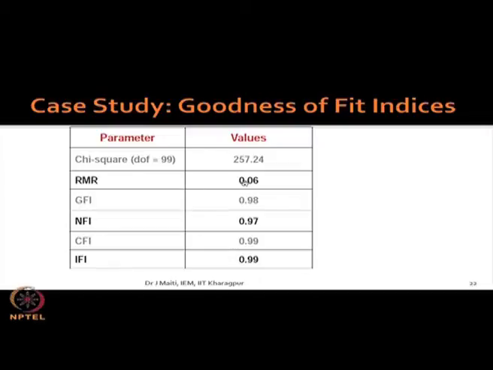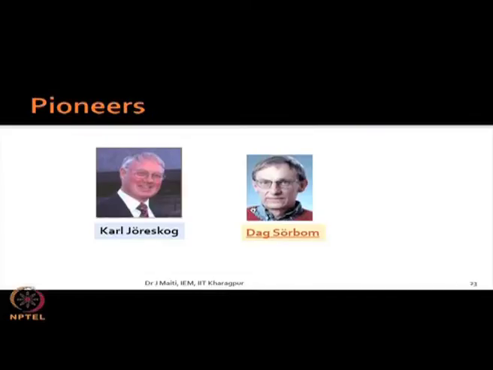Root mean square residual is 0.06, which is a little more than 0.05. GFI is 0.98, very good, more than 0.90. NFI is 0.97, more than 0.90. CFI is 0.99 and IFI is 0.99. So, essentially, chi-square is 257.24, chi-square by degrees of freedom is around 2.6, RMR is 0.06, GFI is 0.98. This is a very good fit model.